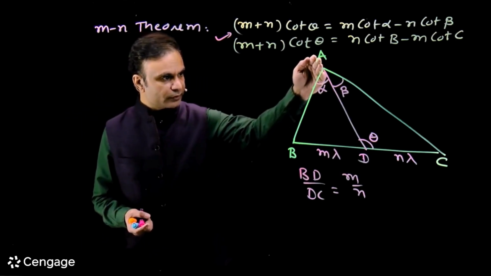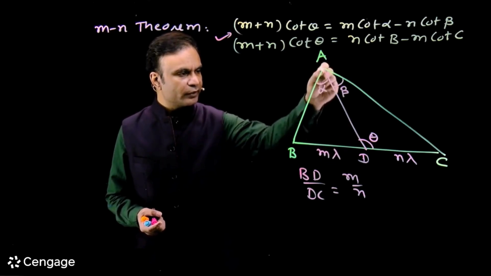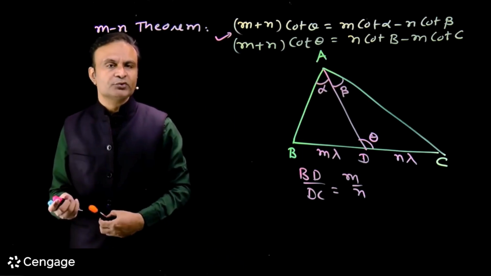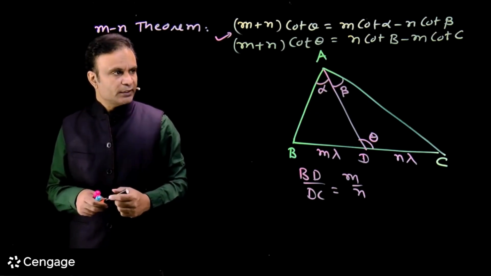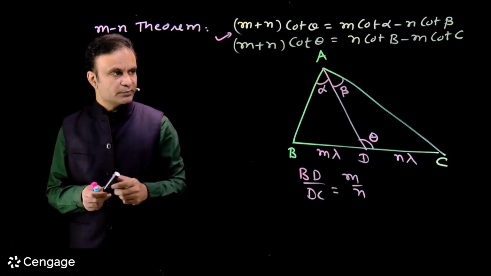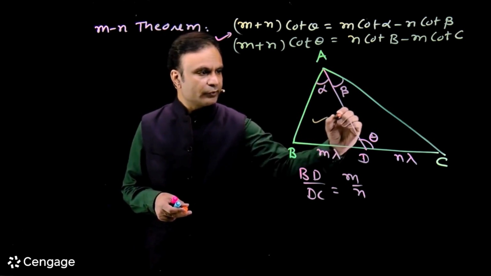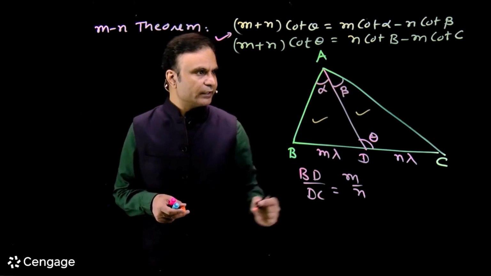Now here we have side AD common between triangles ABD and ADC. So clearly here we will be using the sine rule. Is that okay? When a side is shared by two triangles, we generally use the sine rule. We use the sine rule for triangles ABD and ADC.